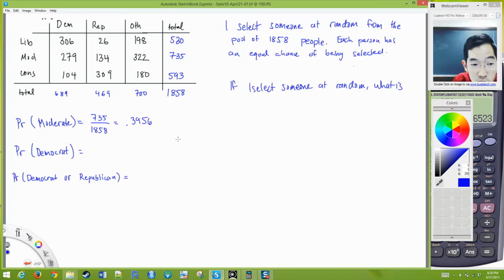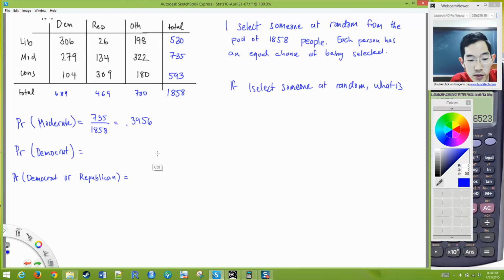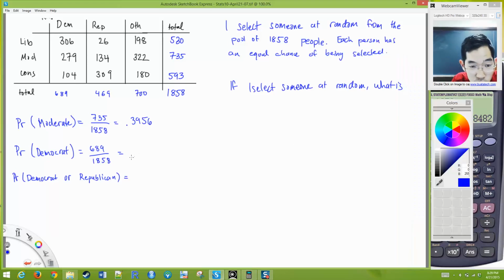Okay, what's the probability that someone is a Democrat? 689 over 1858. And again, I get a decimal answer there. 689 divided by 1858. And I would write 0.3708.